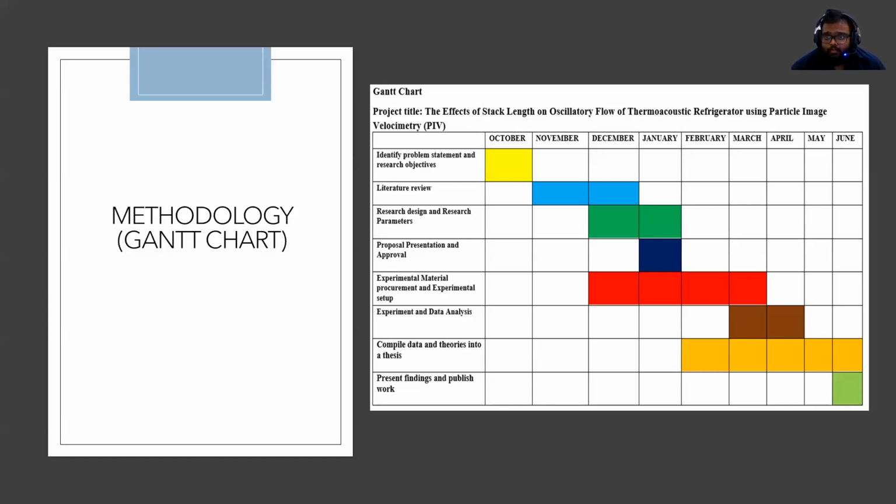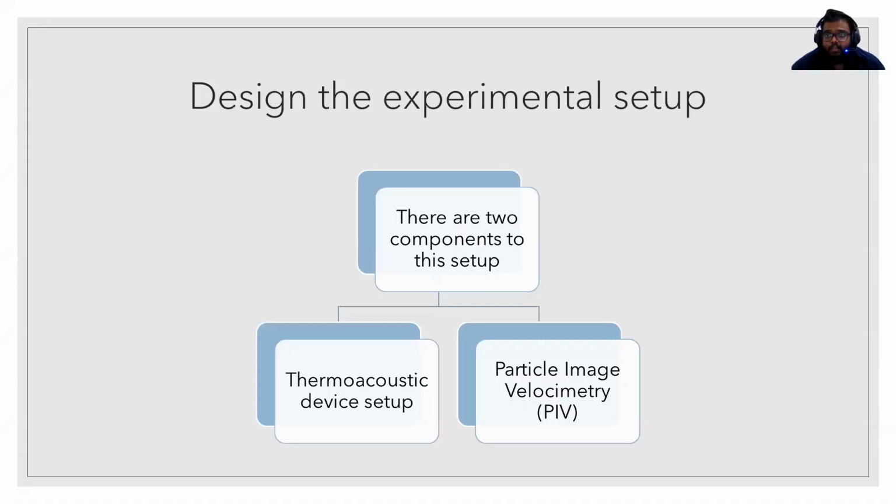Next, for the Gantt chart, we will see how the project will progress. Now we are at the proposal presentation and approval. Before this, I've already identified the problem statements and objectives, done past studies and literature reviews, and done the research design and set the research parameters. After this approval, I'll be procuring experimental materials, which I've already started. And after procuring the materials, I'll be doing the experiment itself and doing some data analysis. And lastly, I will compile the data, present the findings, and publish the work.